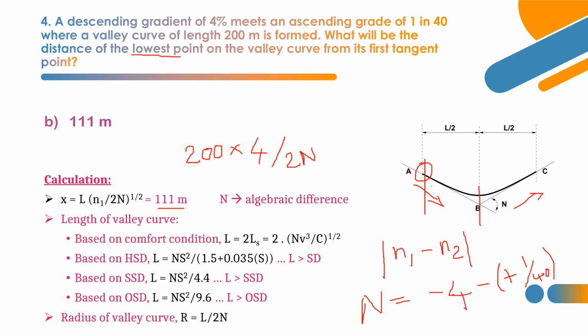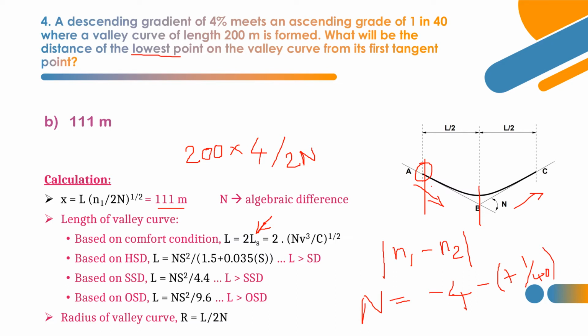How is the length of a valley curve measured? Based on comfort condition, headlight sight distance, SSD and OSD. Based on comfort condition, this is the formula: L is equal to 2 times Ls, where Ls is the length of the transition curve, and 2 into root of NV cube by C. N is the algebraic difference of angle or deviation grade. C is in meter cube per second cube, that is nothing but the rate of radial acceleration. So NV cube by C whole power 1 by 2, or root of NV cube by C. This is how we calculate the length of valley curve based on comfort condition.